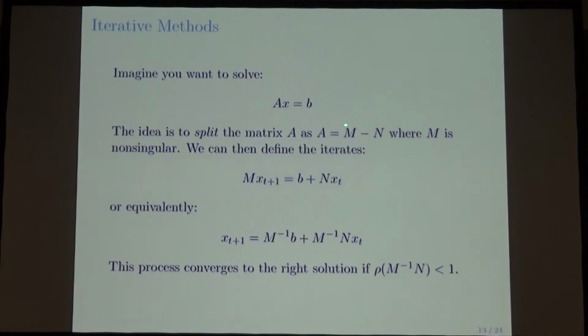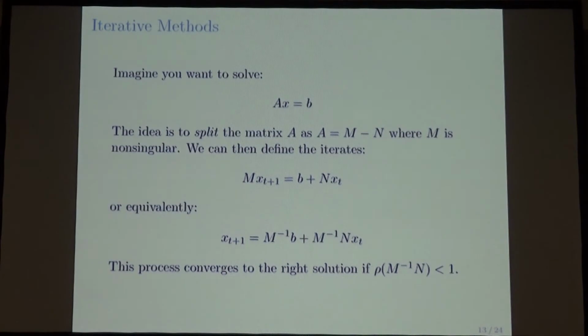Say you have a linear system of equations, AX is equal to B, then the idea is that you will split the matrix A in two parts, M minus N. And then using M and N, you can define some new iterations of this form. So these two forms are equivalent. Okay, so now you will run these iterations where you take the inverse of M times B, and then the inverse of M, N, and your current solution. And this thing can be shown to converge if the spectral radius of the product of M inverse and N is smaller than 1.